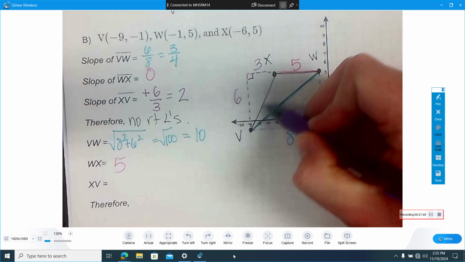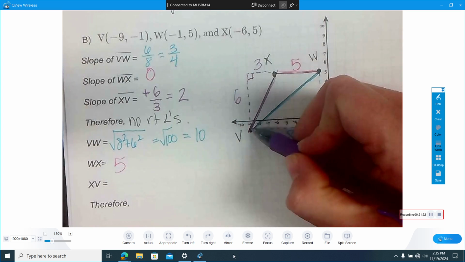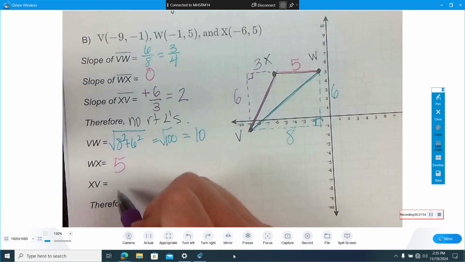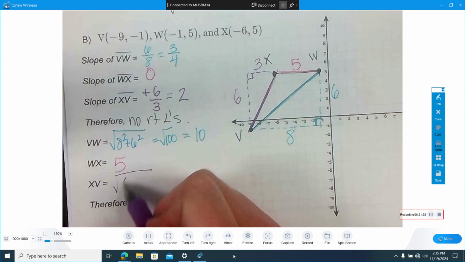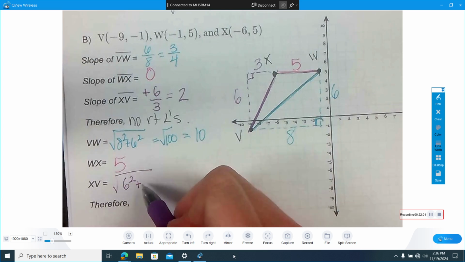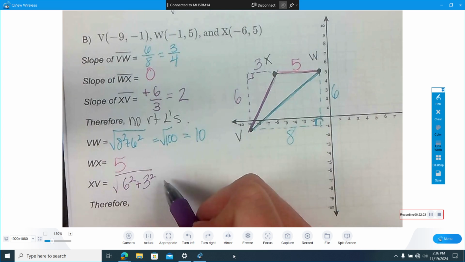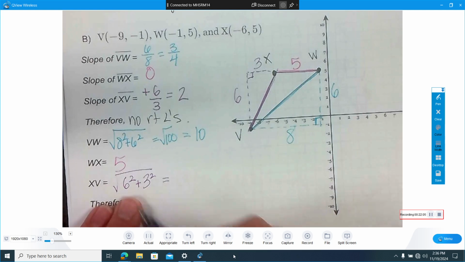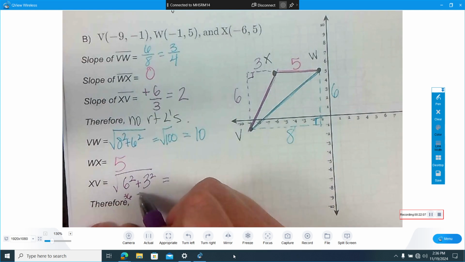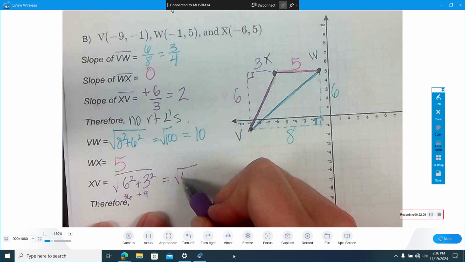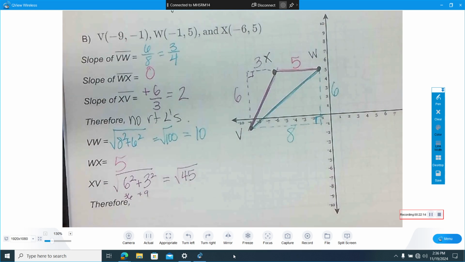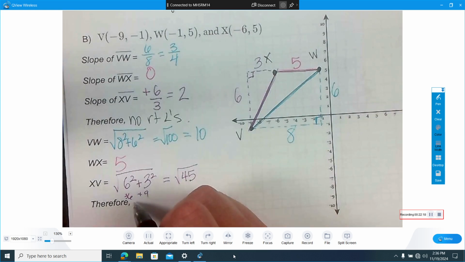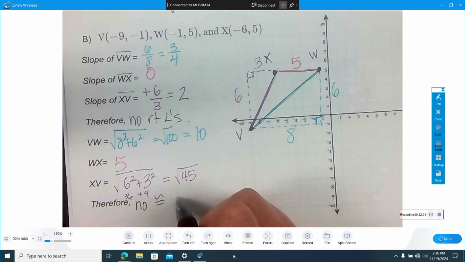Okay, now we have another slanty line here for VX. How do we find the length of VX? Square root of 6 squared plus 3 squared would be a little better. All right, so 36 plus 9 is 45, definitely radical 45. Are any of these the same? No. None of them are the same. No congruent side.